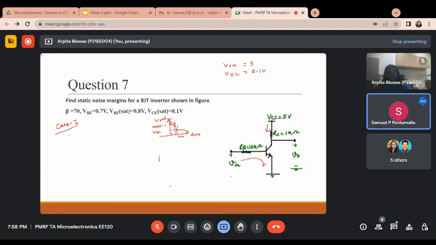If V input is very low, then a very small amount of current, IB, is passing through this RB. We can tell that it is minimum. Okay. And in that case, VBE equal to 0.7. So just take the loop. Now tell me the equation in that case. IB RB plus VBE.